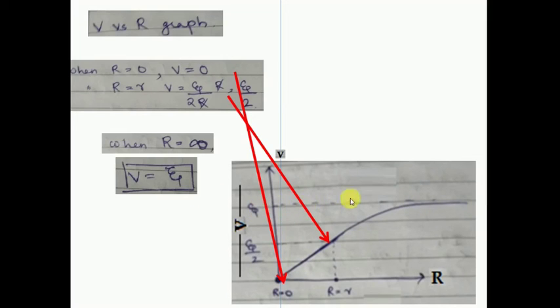So see out here, when it reaches infinity, it will touch this, that means after some time V will become EMF when resistance becomes infinite. So this is the graph, three graphs you have. It may come in the exam, so make a note on this.